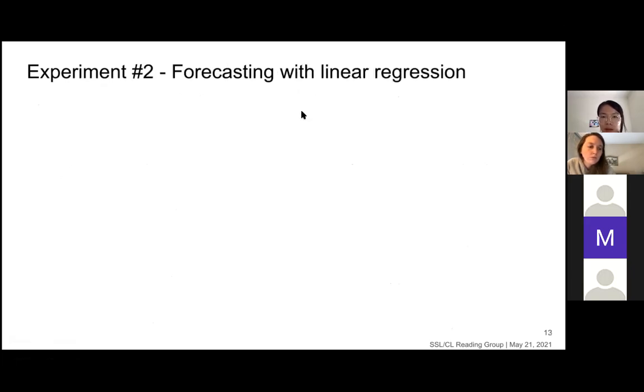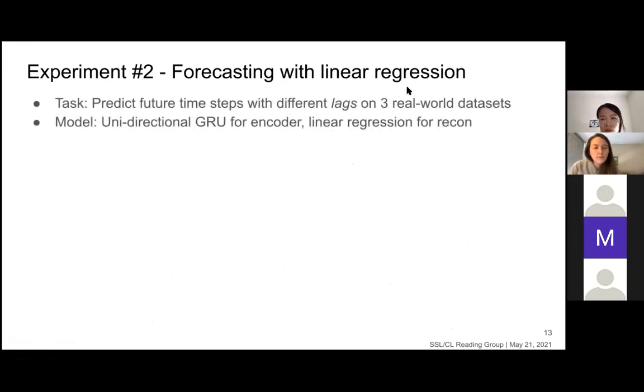Okay, the second experiment is forecasting. They use 3 data sets. They didn't really describe the data sets in detail, but from what I understand, one of the data sets is time series temperature data. The task is to predict future time steps with different lags, meaning how many future time steps you are predicting. The encoder is also a GRU, and for reconstruction they use linear regression.